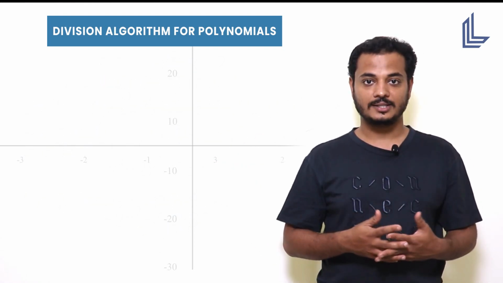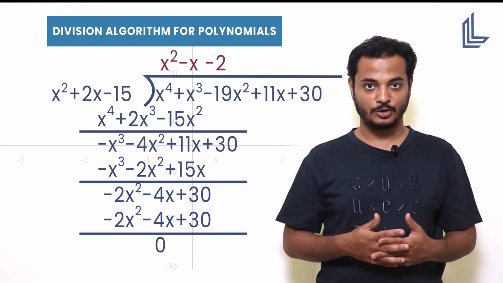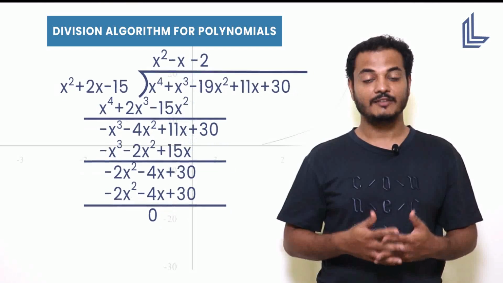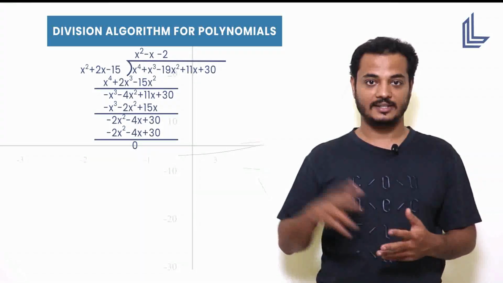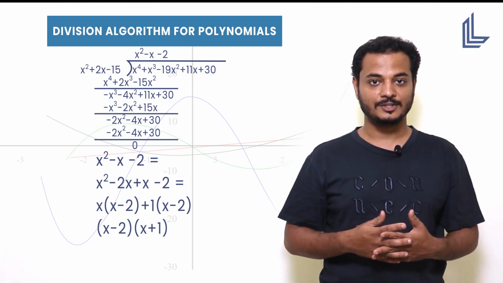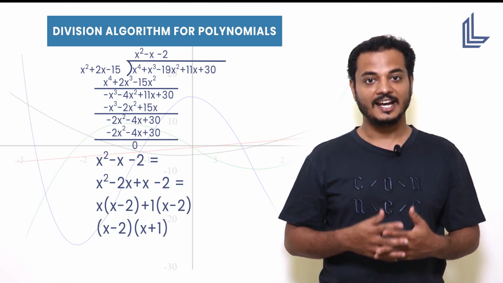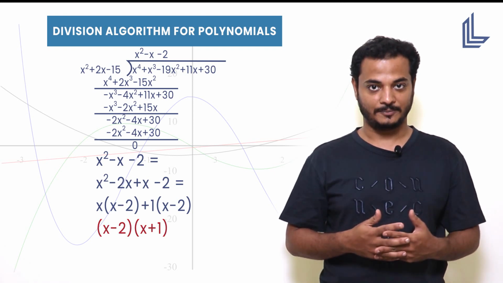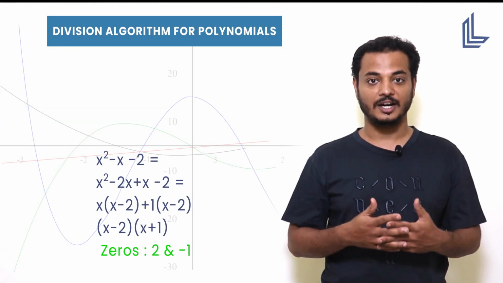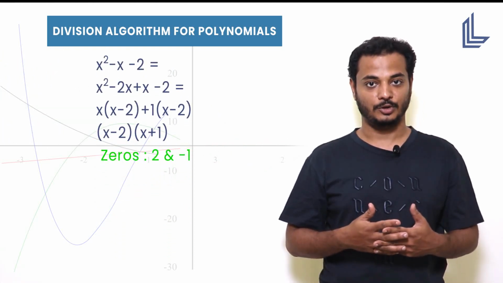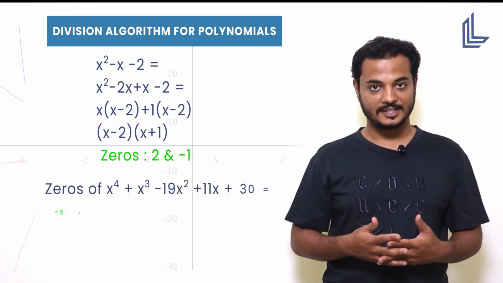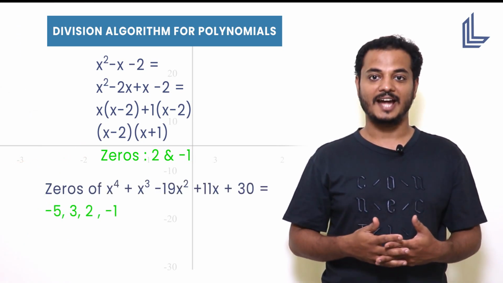Now x square minus x minus 2 is a quadratic polynomial and we very well know how to factorize this quadratic polynomial. When we factorize it, we get the result as shown. There you go. We get the unknown factors of the fourth degree polynomial as x minus 2 and x plus 1. This means 2 and minus 1 are the unknown zeros of this fourth degree polynomial. Therefore, zeros of the given polynomial are minus 5, 3, 2 and minus 1.